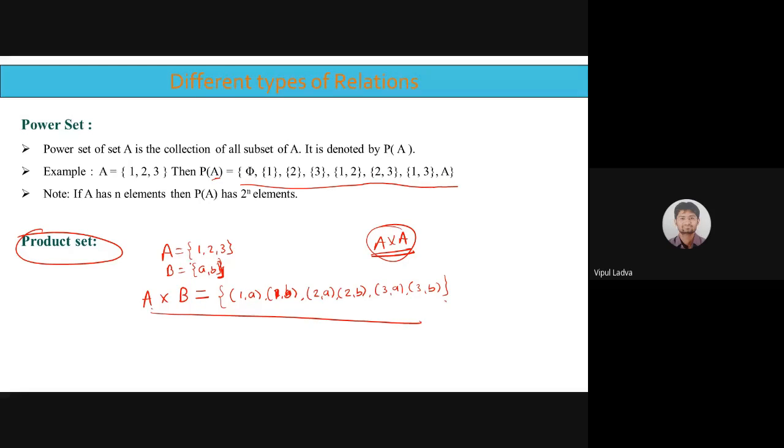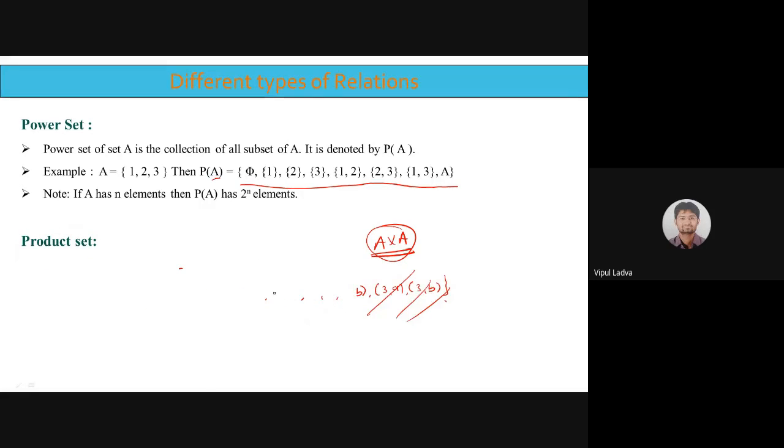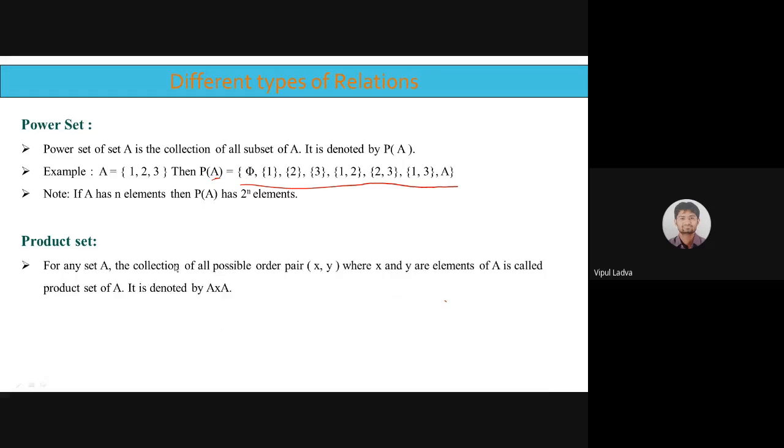So now let's define the product set. There's a similar kind of definition with this. There's not much difference. We are interested in the product set. Let me erase this. For any set A, the collection of all possible ordered pairs x, y, where x and y both are elements of A, is called the product set of set A, and it is denoted by A cross A. Earlier, we had just defined the Cartesian product of two different sets A and B. Now, if we deal with the same concept with this single set, that is A and A.